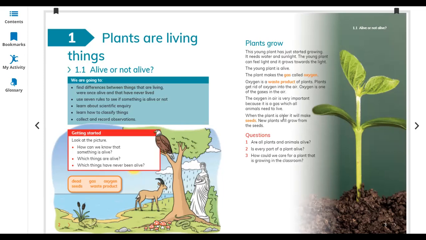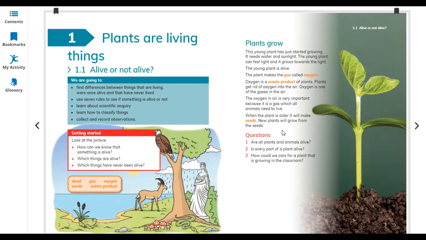When the plant is older, it will make seeds. When the plant grows up, you can say a grown plant, it makes seeds. New plants will grow from the seeds. In simple terms, the young plant grows up, then flowers come, and change into fruit. Fruits we eat, like apple, and different fruits. Inside the apple and the different fruits, we can see the seeds. With the help of these seeds, we can make a new plant.